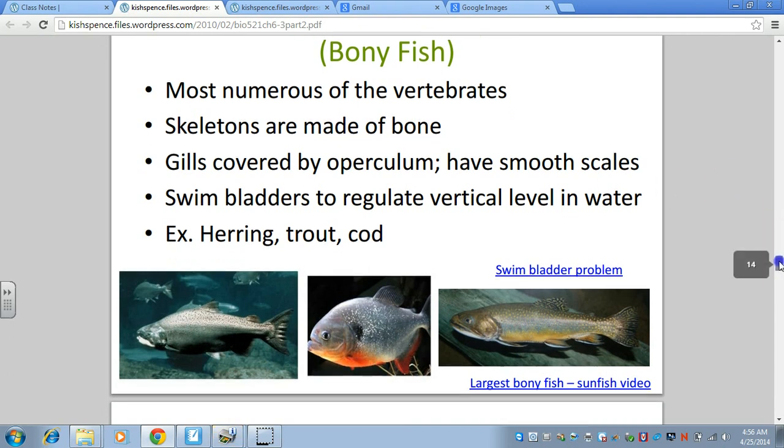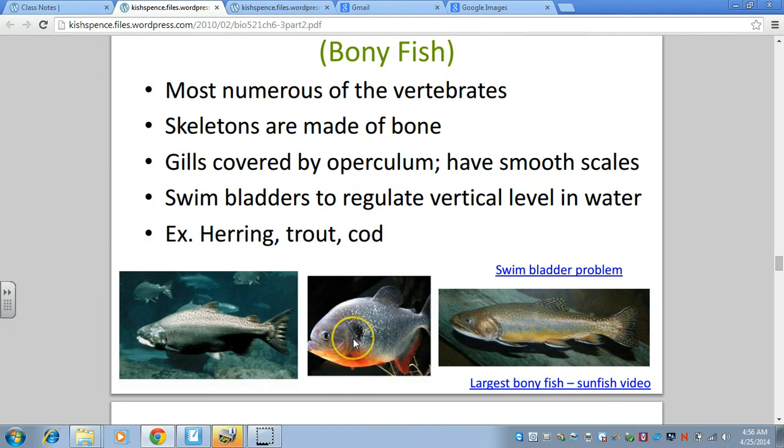One quick way that you can tell if it's a bony fish or a cartilaginous fish is to look and see if you can see gill slits. Bony fish have a special bony covering that covers and protects their gill slits. It's called the operculum. So you should know about the operculum.